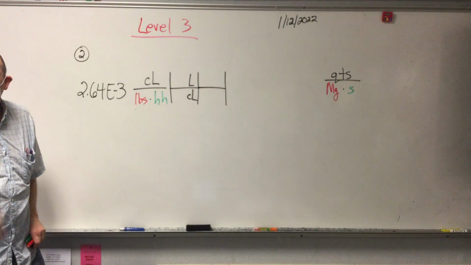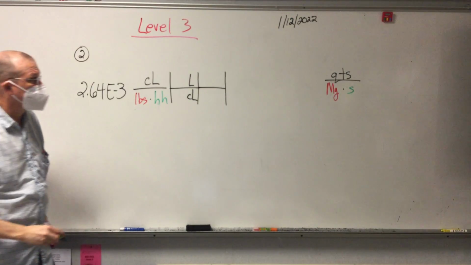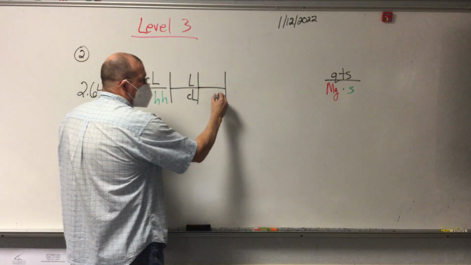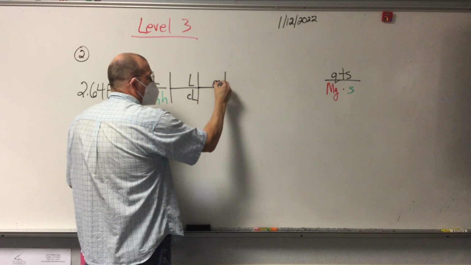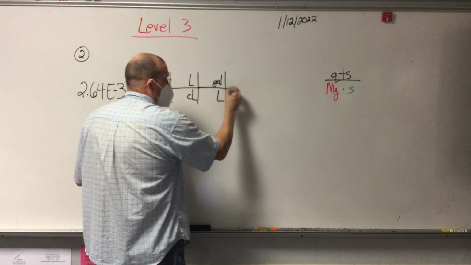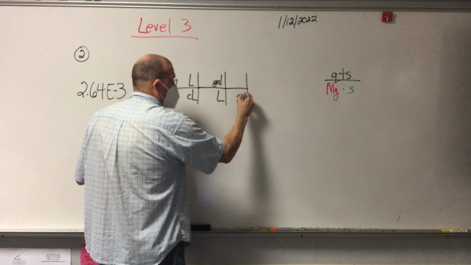What would go in the next one? I would say liters to gallons, so liters on the bottom, gallons on top. Okay, and then? I would say, and then gallons on the bottom, and then quarts on top. Okay.